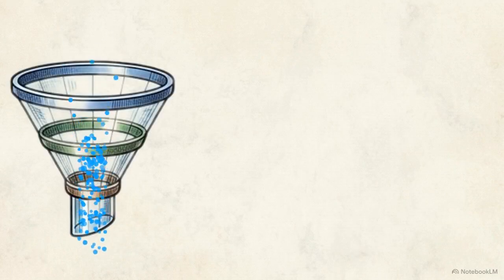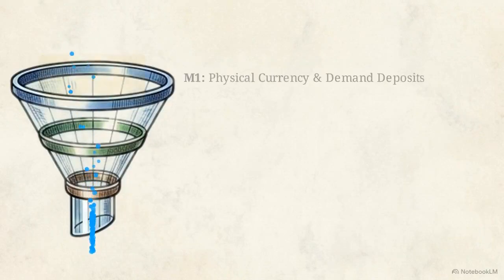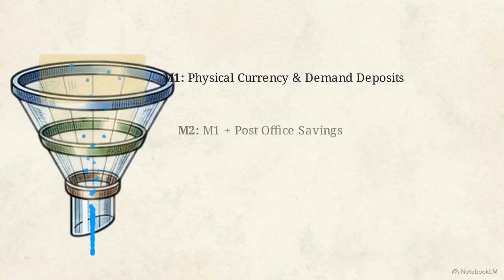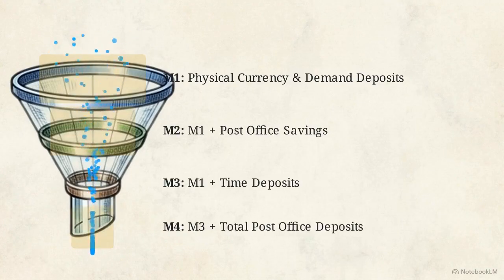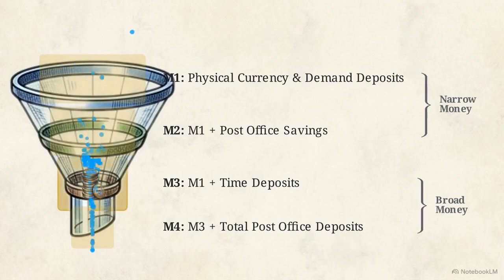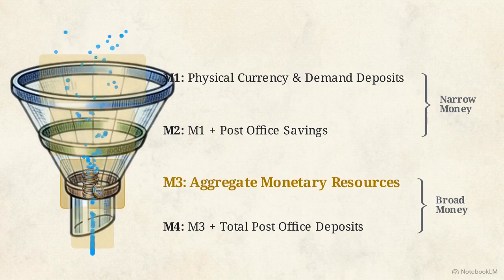This funnel represents the liquidity levels of the economy, categorized from M1 to M4. M1 is the most liquid, consisting of physical currency and demand deposits. As we move down to M4, we include time deposits and post office savings, which take longer to convert to cash. While M1 and M2 are narrow money, the RBI utilizes M3 as its primary measure of the money supply, officially calling it aggregate monetary resources.